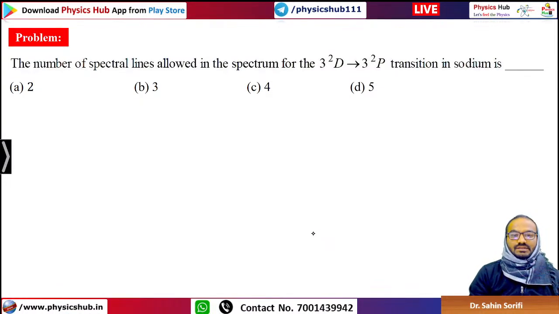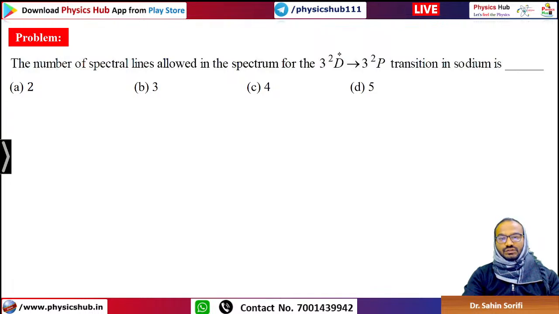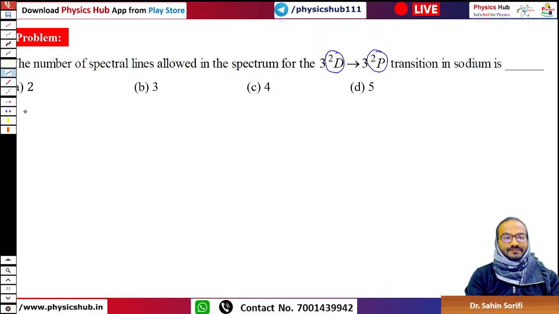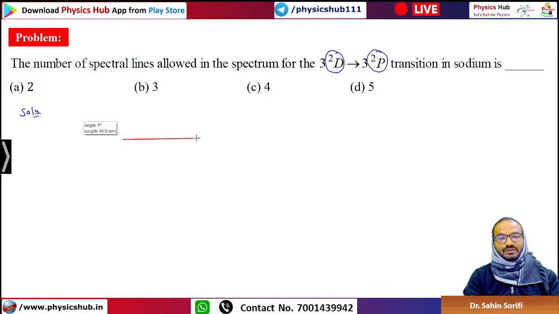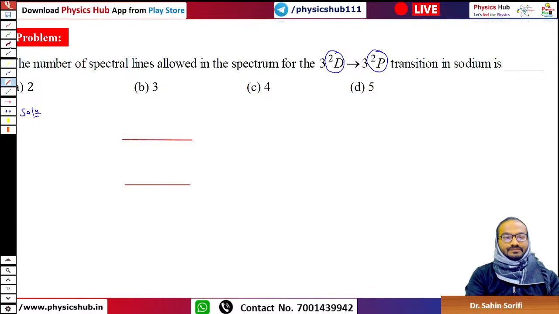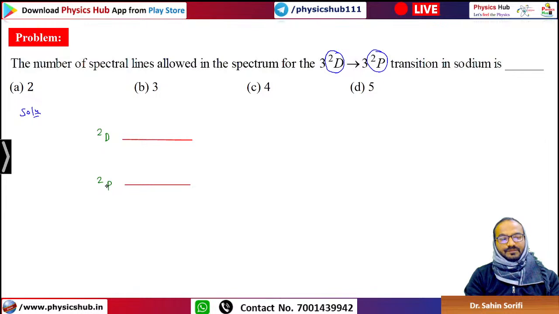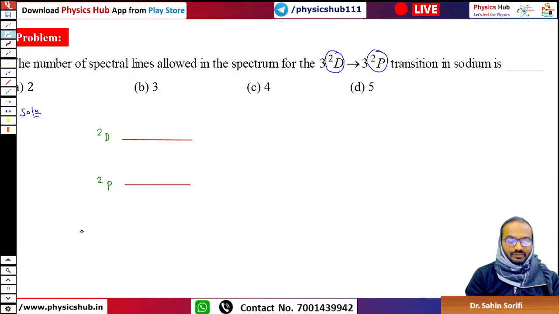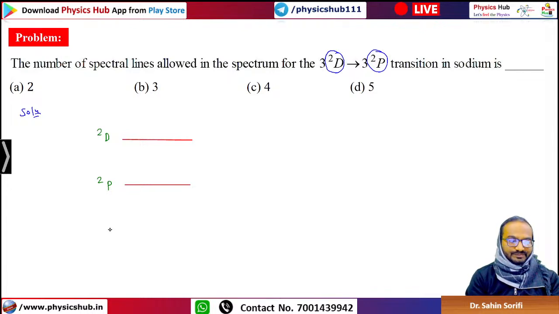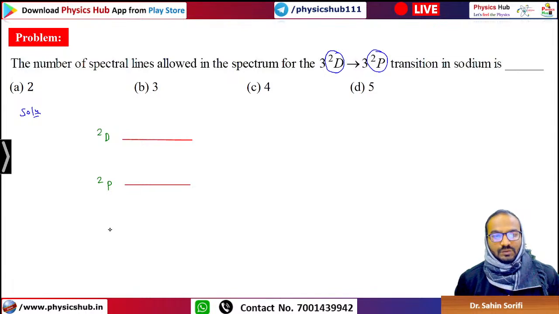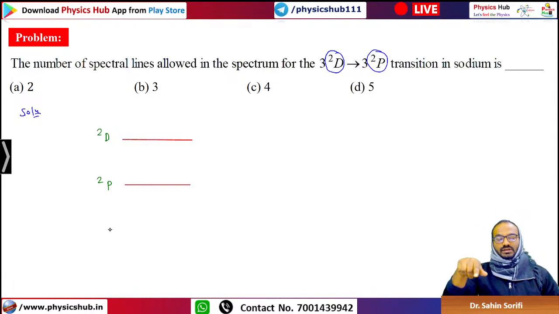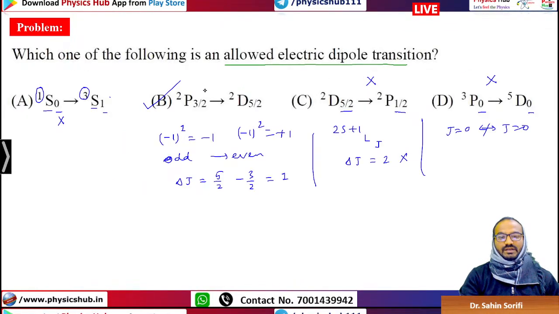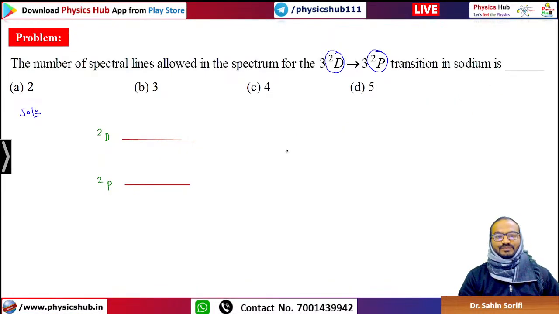The number of spectral lines allowed in the spectrum of the 3 2D to 3 2P transition in sodium is? So 2D terms, 2P terms, 2 terms you are given. Let's say this is your 2D term, this is your 2P term. Now we can find out the J values. What will be the terms? Okay, you try first. If I tell you the answer, then you will not learn. Just separate these lines. 2D, how many components will be there? 2P, how many components will be there? And then you can consider the selection rules. Actually, you have to find out the transitions which are allowed, and from that you can get the number of spectral lines. Okay, very easy.